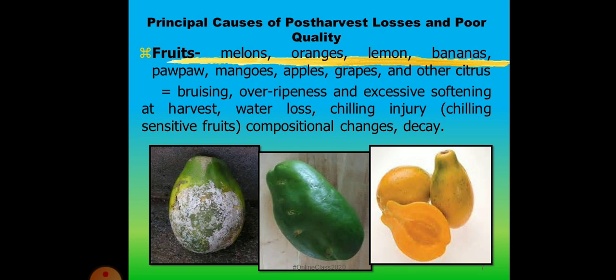Okay. We have here also the fruits. The same is true with the fruit vegetables, but in addition, over-ripeness and excessive softening at harvest are not recommended, most especially for climacteric fruits like papaya. You are not to harvest this papaya or pawpaw overripe, otherwise it will eventually be destroyed and the shelf life is very short.